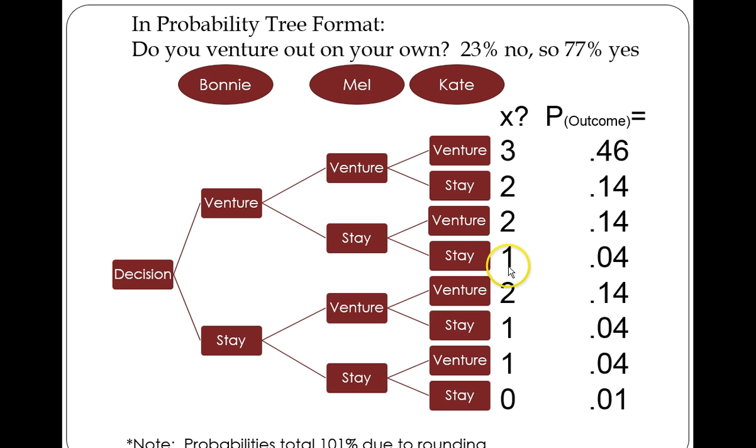This one with 1 success is 0.77 times 0.23 times 0.23 gives us 0.04. We've got that there, there, and there. And then this one is 0.23 cubed, basically, which gives us 0.01. And those do total to 1.01 because I've got a little bit of a rounding thing going on there, but that's okay. All right?